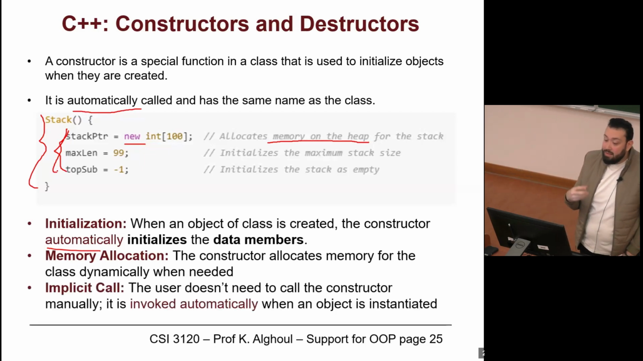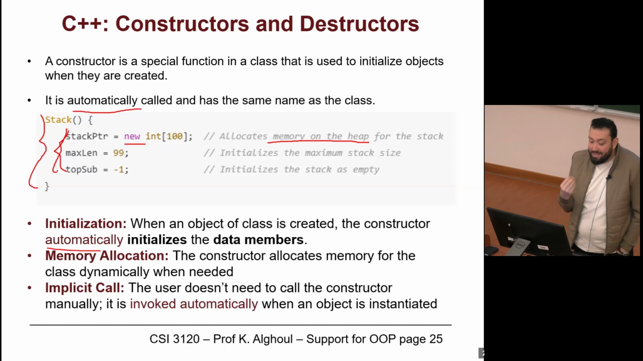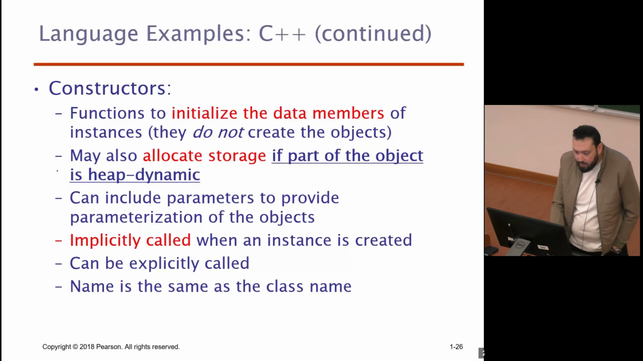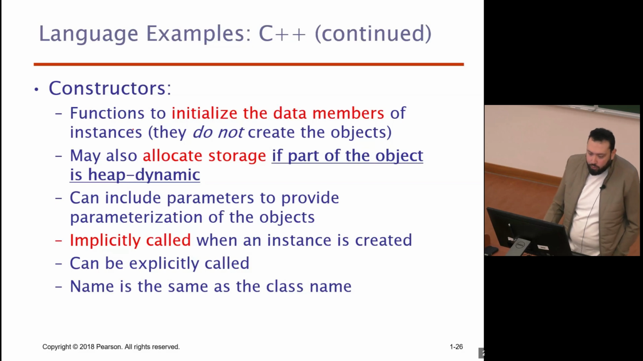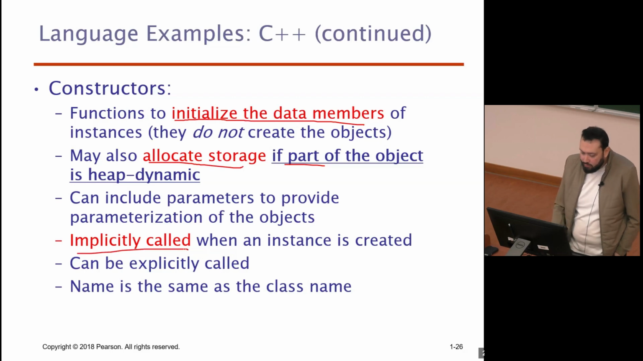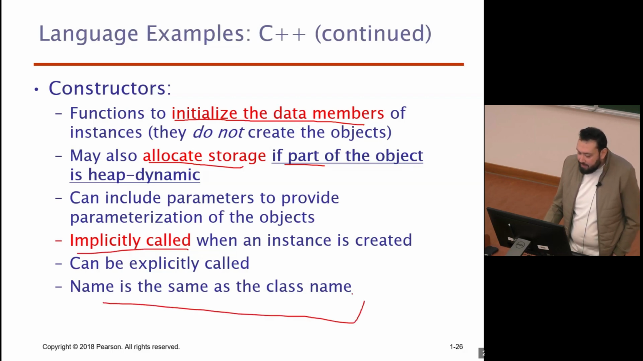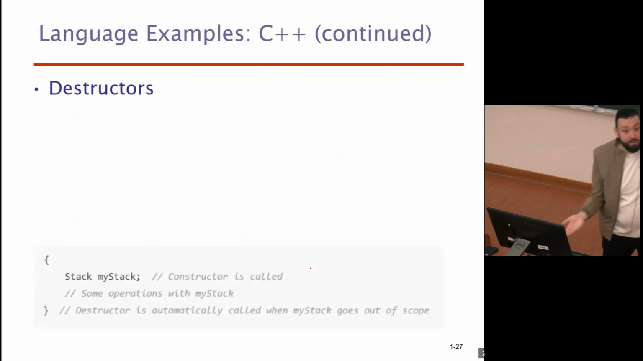And the third characteristic is its implicit call. That means you don't have to invoke it, you don't have to call it, even though you can, but you don't have to. So this is from the book. In a formal way, functions to initialize the data members, allocate storage if part of the object is heap dynamic, and implicitly called. And the name is the same as the class name and all these things. Okay? Now, what about the destructor?